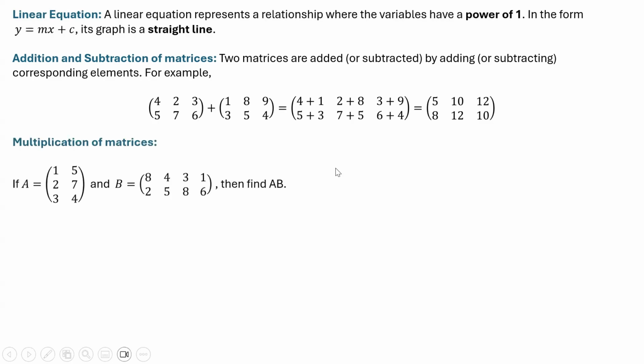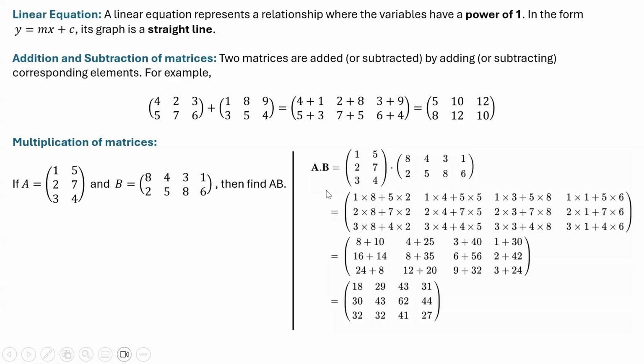Next, we need to multiply matrices. For example, if A is this matrix and B is this matrix, and we need to find AB, how are we going to find it? We're going to multiply it. So this 1 will go with this 8. So 1 times 8 plus this 5 will go with this 2. As you can see, the first row will go with the first column of the second matrix.